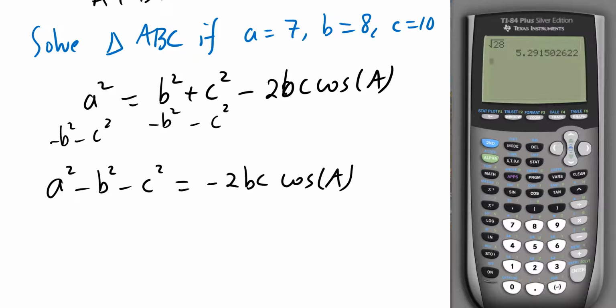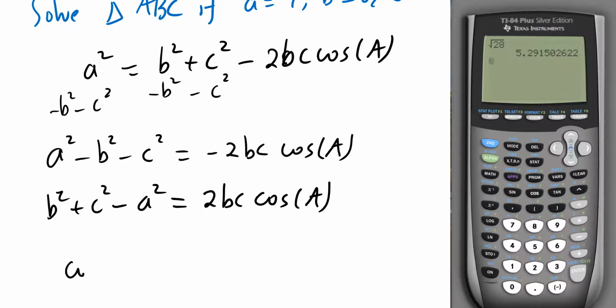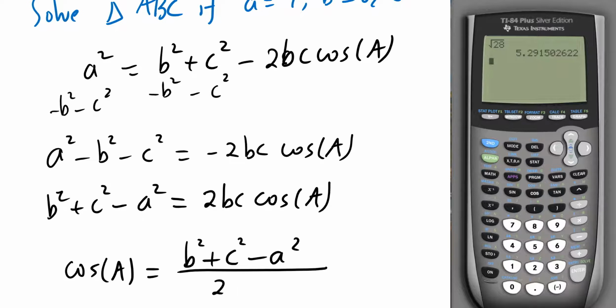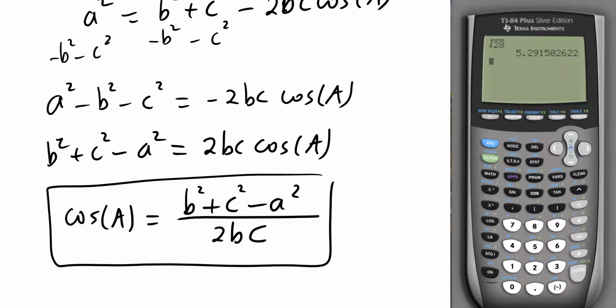We don't like to see negative on the right side here, so I'm going to multiply by negative. That would give me b squared plus c squared minus a squared equals 2bc cosine angle A. Then we're going to solve for cosine A. So cosine A is b squared plus c squared minus a squared over 2bc. So that's what we have. This gives me a formula for cosine A.